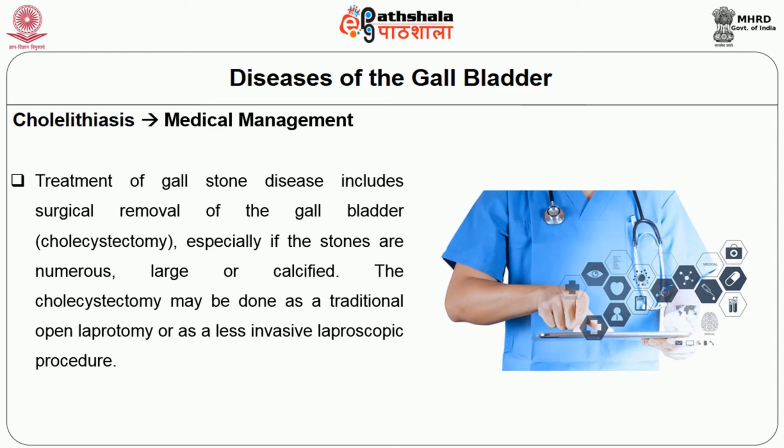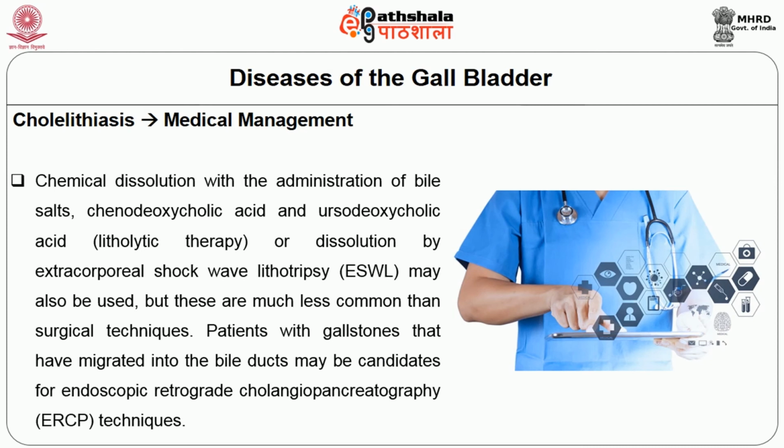Cholecystectomy may be done as a traditional open laparotomy or as a less invasive laparoscopic procedure. Chemical dissolution with the administration of bile salts, chenodeoxycholic acid and ursodeoxycholic acid, or dissolution by extracorporeal shock wave lithotripsy may also be used, but these are much less common than surgical techniques. Patients with gallstones that have migrated into the bile ducts may be candidates for endoscopic retrograde cholangiopancreatographic techniques.